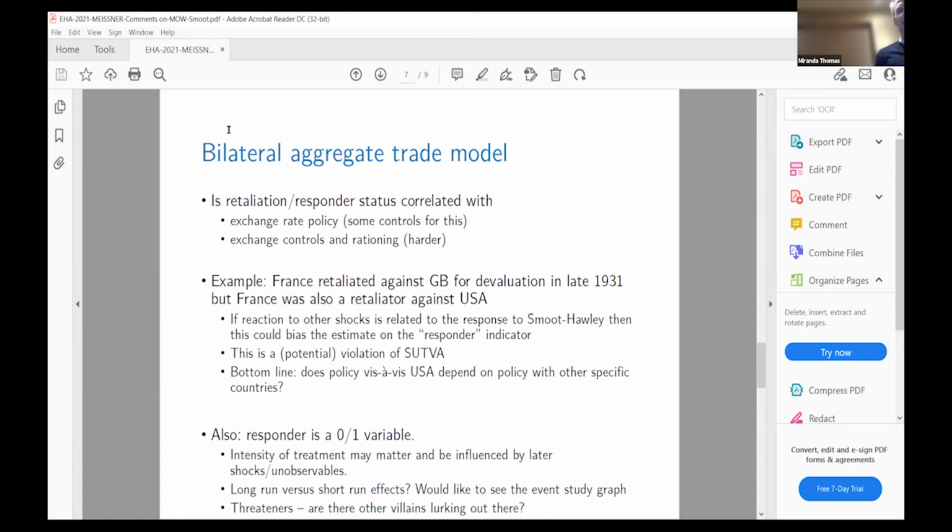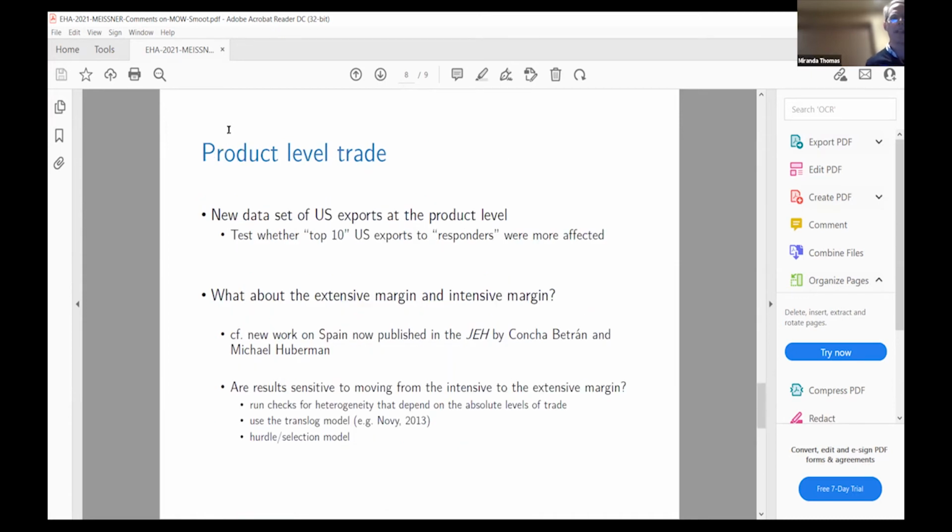There's a famous assumption in the causal inference literature, which is SUTVA, the stable unit treatment value assumption, which basically means that if there's endogeneity, we're going to get a little bit worried. The responder variable is 0 or 1, or whichever permutation you take, but you have a varying intensity of treatment. The level of tariffs may matter. It would be nice to know something about the long versus the short run effects.